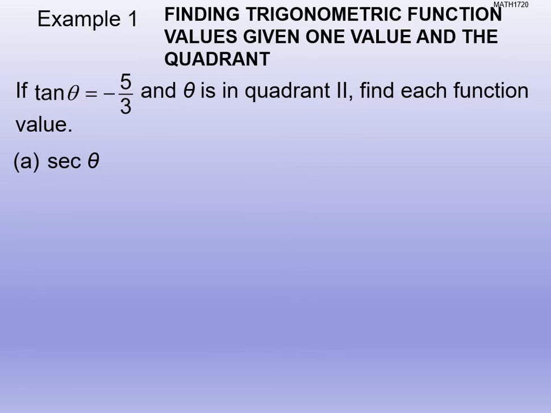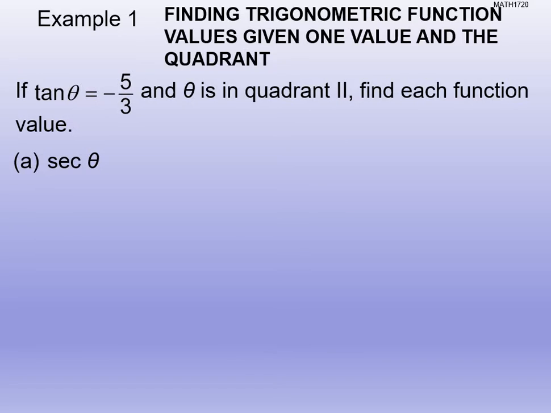All right, so a couple important things in this example. All right, it says if tangent of theta is equal to negative 5/3 and theta is in the second quadrant, find each function value. We're going to do a few examples. They're going to carry on to the next slide. But the base function value is tangent of theta is negative 5/3. Second quadrant is important, okay?